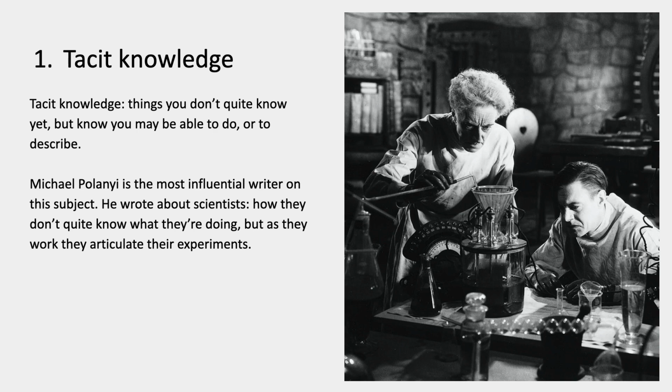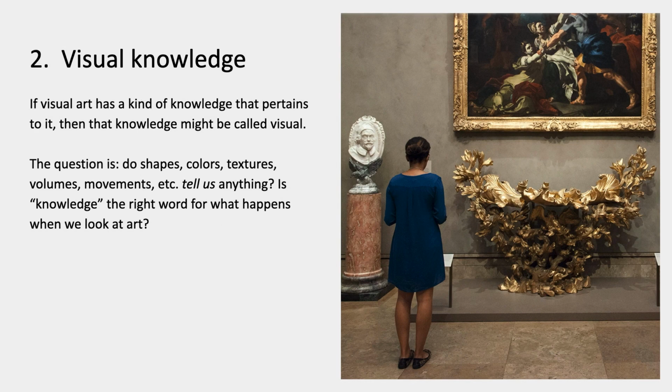Scientists often don't really quite know what they're doing, but as they work, they articulate their experiments, and the ideas and the theories and the hypotheses become clearer and clearer. So at points along the way, they may not be clear enough to explain or publish. That's tacit knowledge. Tacit knowledge, in this way of thinking, is part and parcel of the way that science actually works, and by implication art, although Polanyi wasn't writing about art. Tacit knowledge is something that's been applied by artists to describe the kind of practice that they experience themselves. Visual knowledge would be a different kind or form or type of knowledge.